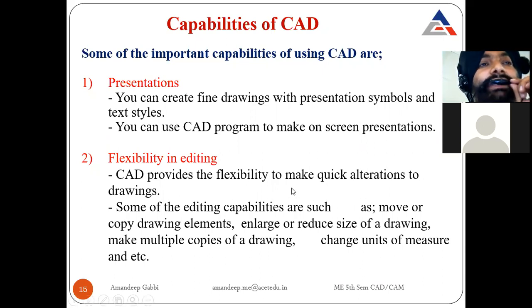CAD provides the flexibility to make quick alterations to the drawing. Some of the editing capabilities are such as move, copy drawing elements, or enlarge, reduce the size of the drawing, make multiple copies of the drawing. So these are some of the capabilities. You can change the size of the drawing by enlarging or reducing the size. You can copy the same product in a number of places, and then you can change the units or measurements also.